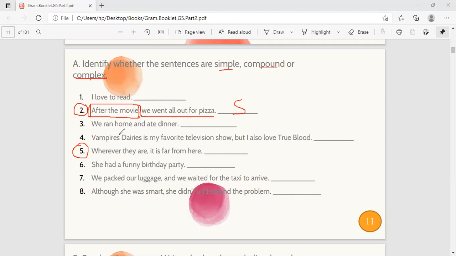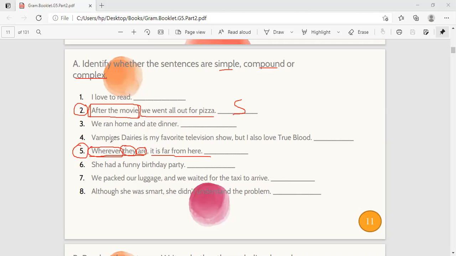I move to number 5. I know that we have done them, but I want to go over them again in order to understand them 100%. Look at me here. Wherever they are, it is far from here. We have two parts, if you see. Wherever they are: they, I have a subject; are, I have a verb. I have an idea, but it's not complete, and I have a subordinating conjunction.